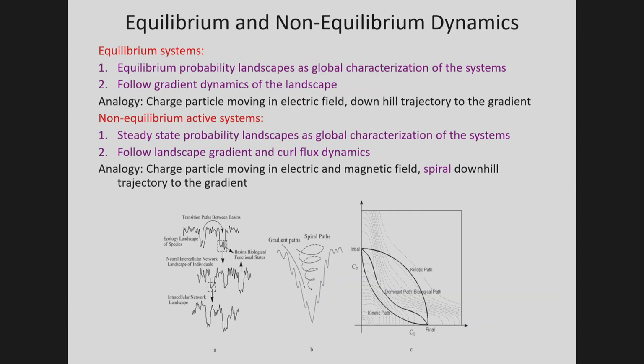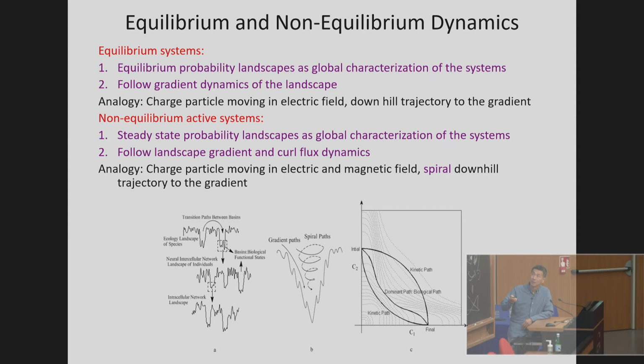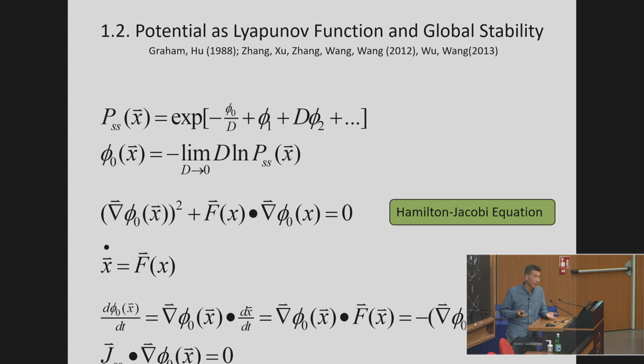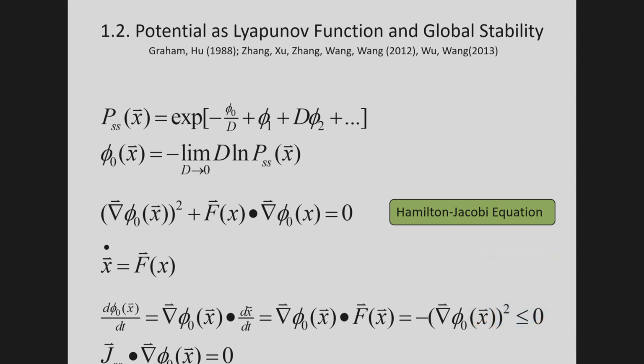So the picture looks like this. In the equilibrium landscape dynamics, you just go down the gradient. But in this non-equilibrium dynamics, you have a spiraling force contributing to the whole. And if we look at the gradient part, the potential part, and take the noise equal to 0 limit, one can prove that this gradient part, the scalar potential, is a Lyapunov function, which can be used to characterize the global stability of the system.